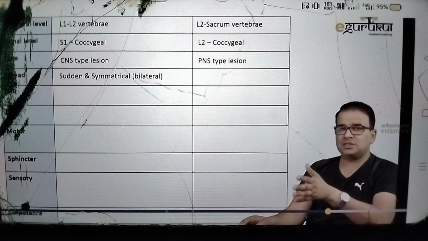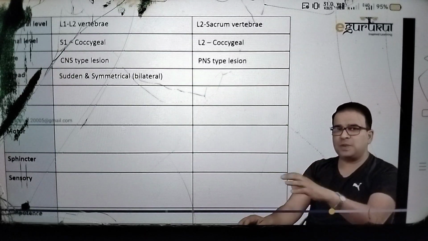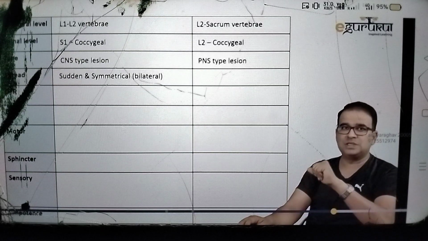But in cauda equina syndrome, a few nerves will be involved and a few might be spared. We have a dorsal and ventral root, everything is present in that thecal sac. So there might be sparing of some nerves, and that's why it is a more asymmetrical type of features we will see in cauda equina syndrome.